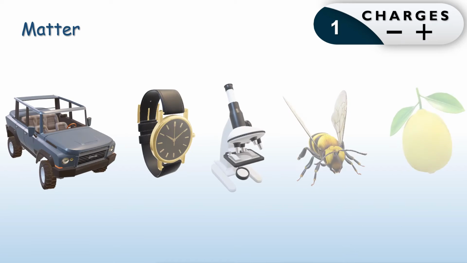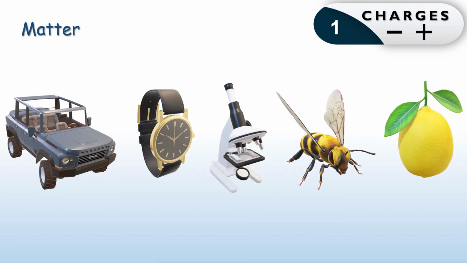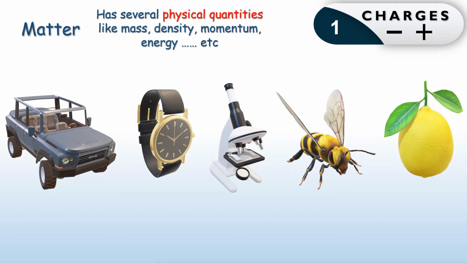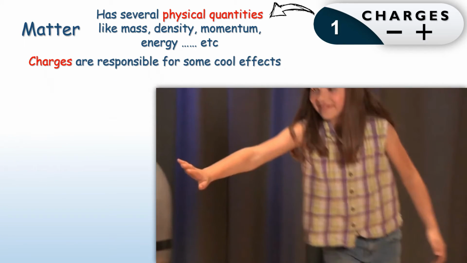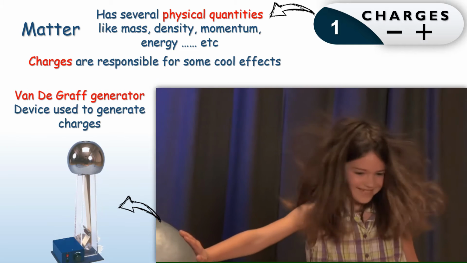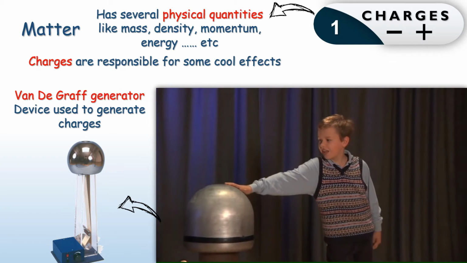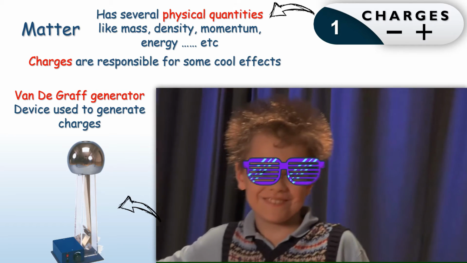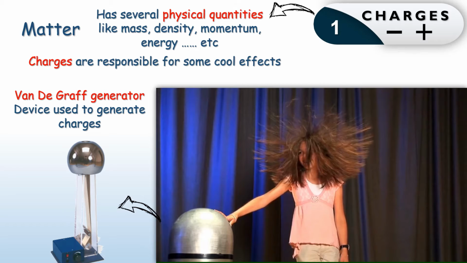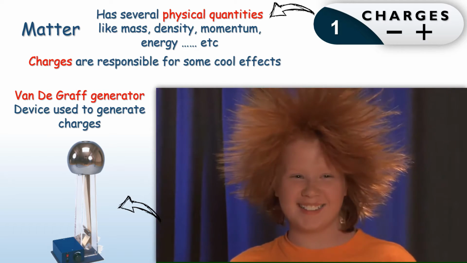Matter, as you know it, which makes up everything that you can observe in this universe, has several physical quantities like mass, density, momentum, energy, and so on. One of those quantities is charge, and charges are responsible for some of the cool effects you can observe in nature. For example, if you look at this video, you will see a Van de Graaff generator, which is a device used to generate charges. As those charges distribute themselves on the surface of those kids, their hairs start to spike as shown.